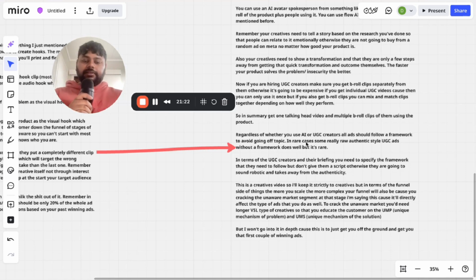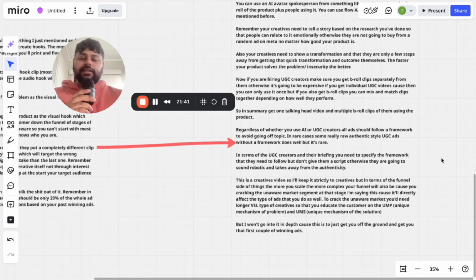So regardless of whether you use AI or UGC creators, all ads should follow a framework to avoid going off topic, right? In rare cases, some really raw, authentic style UGC ads work without a framework, but it's very rare. Because otherwise, UGC creators really love to go off topic and not really stay within the parameters that you set them. So that's why it's important to literally set out a framework. Otherwise, they're gonna go off topic and you can have a shit UGC ad with a shit conversion rate, shit metrics, right? So that's a big one right there. So yeah, in terms of UGC creators, you need to specify the framework they follow. Otherwise, they're gonna sound robotic and takes away from the authenticity that I said before, right?